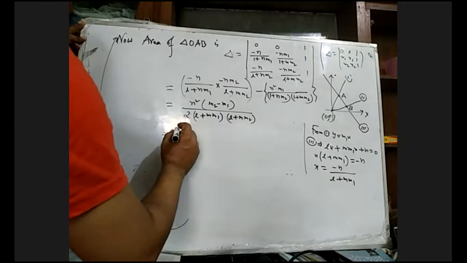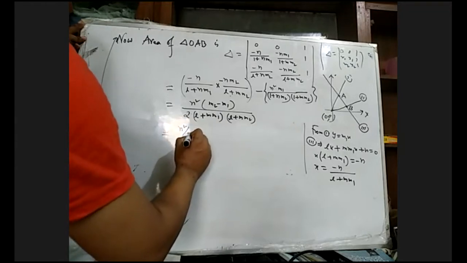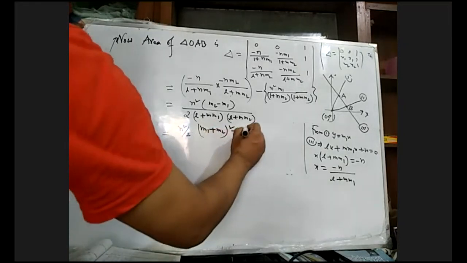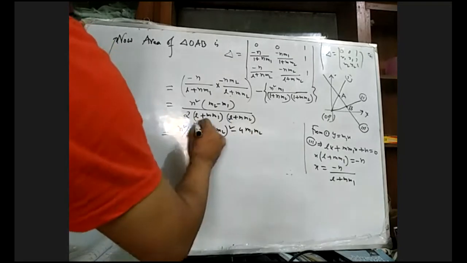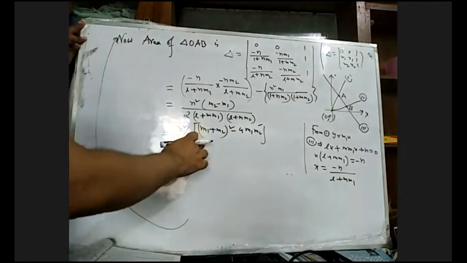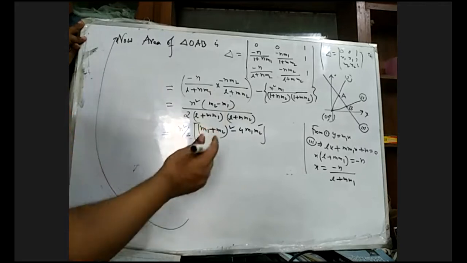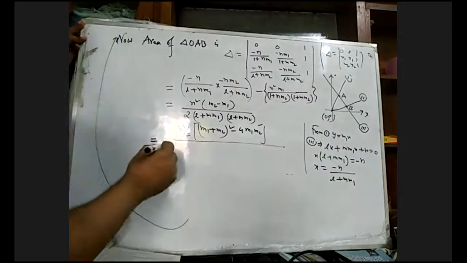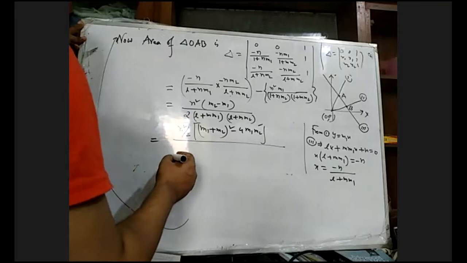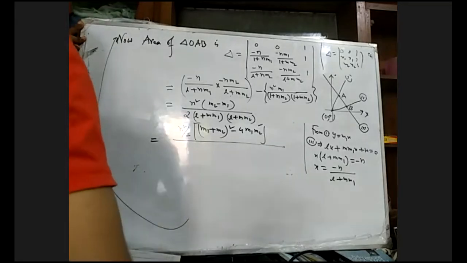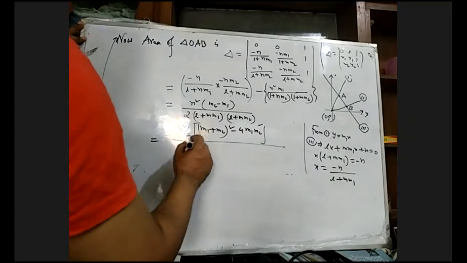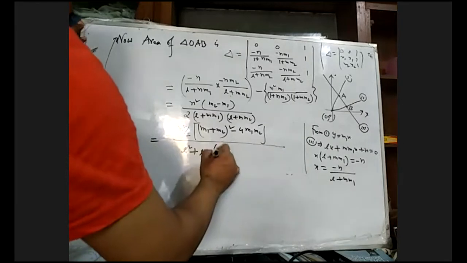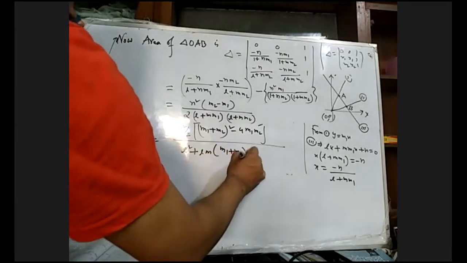So this equals n square by 2, m1 plus m2 whole square minus 4 m1 m2. This can be written like this, and this divided by L. After multiplication, we get L square, Lm, M2.